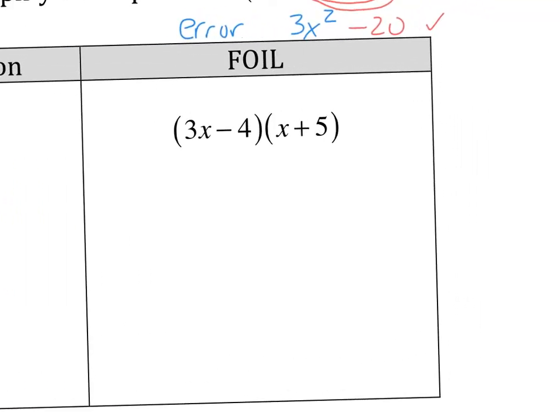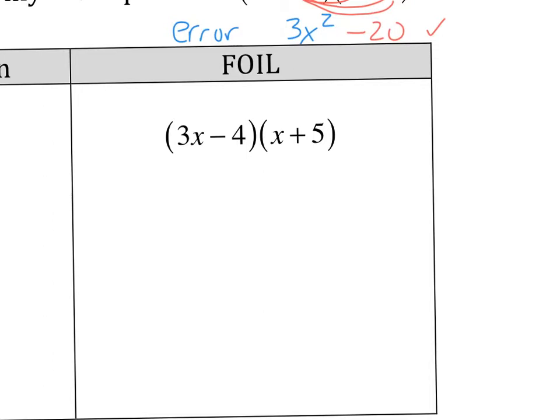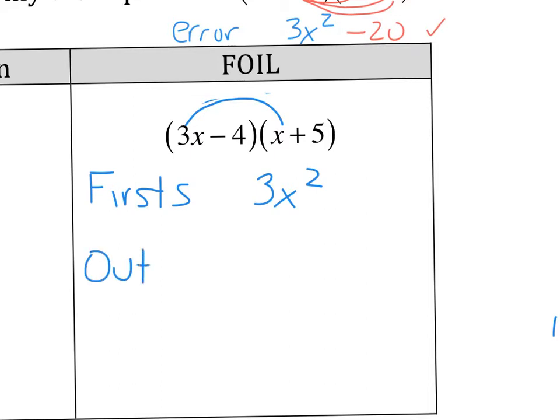Let me jump over here to FOIL just to show you what we mean by that. And some people have already stated what FOIL means. It is an acronym. FOIL means firsts, as in those two. Firsts mean the first in that group and the first in that group. So that's 3x squared. And then the O means outers. So outers can be like those two. So that's 15x.